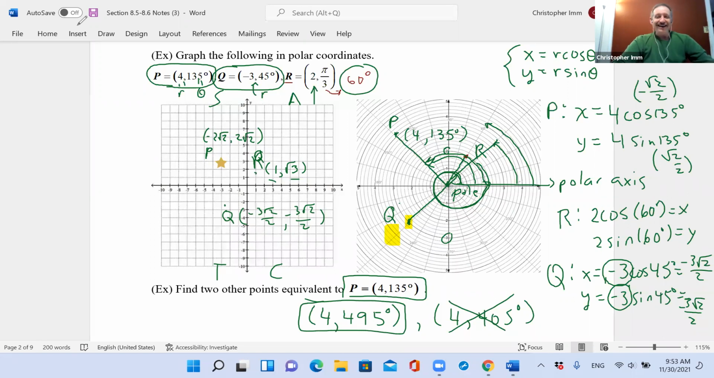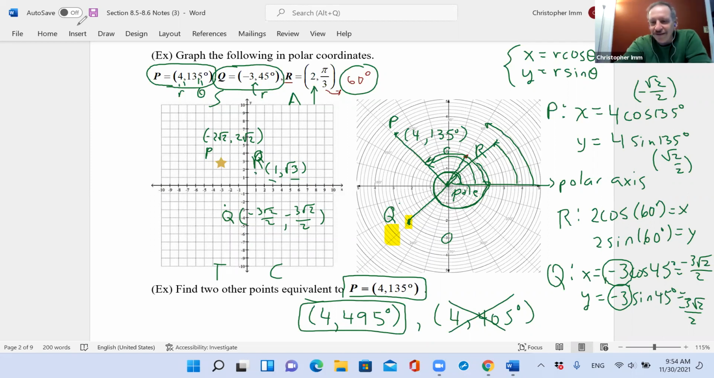You might want to use a negative angle or a negative radius. Yes, you could. Benjamin, can you give me one? Negative 45 degrees, -4. Okay, so we do -4, -45 degrees.